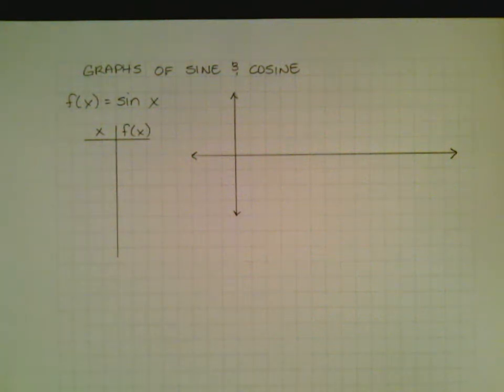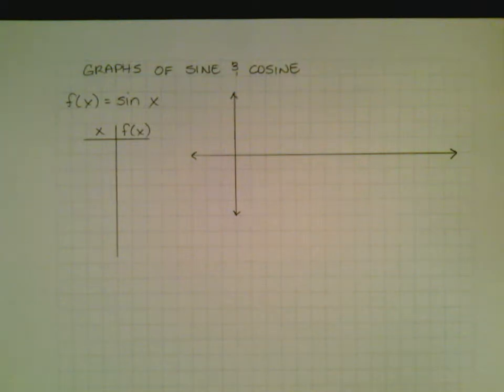Alright guys, we are going to start this unit learning how to graph sine and cosine graphs, and we are actually going to start with the sine graph. What I'm going to have you do is construct a table of values for sine so that we can plot a few points to discover the wave-like nature of this function.